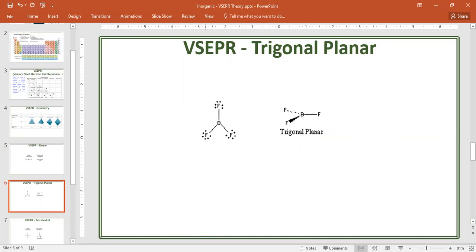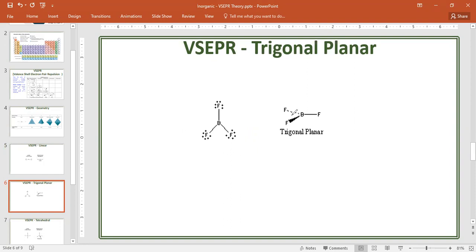There are three places on the central atom in boron trifluoride, BF3, where valence electrons can be found. Repulsion between these electrons can be minimized by arranging them toward the corners of an equilateral triangle. The VSEPR theory therefore predicts a trigonal planar geometry for the boron trifluoride molecule. The bond angle between fluorine, boron and fluorine is 120 degree.